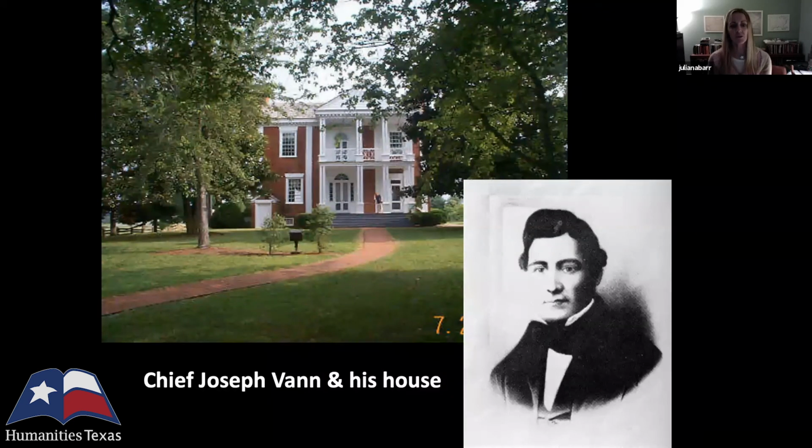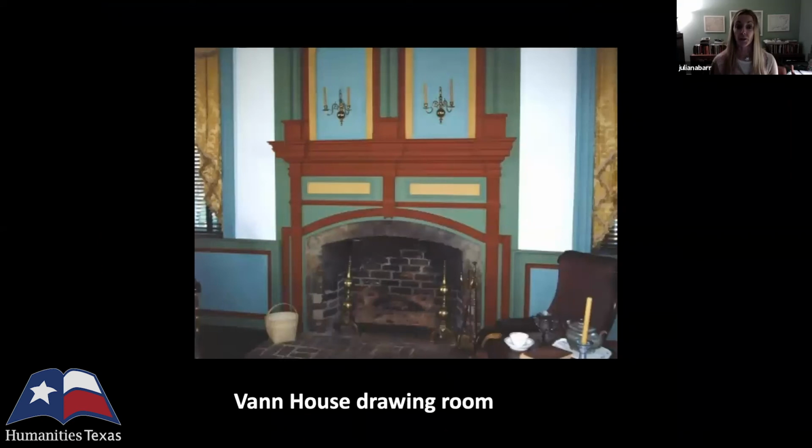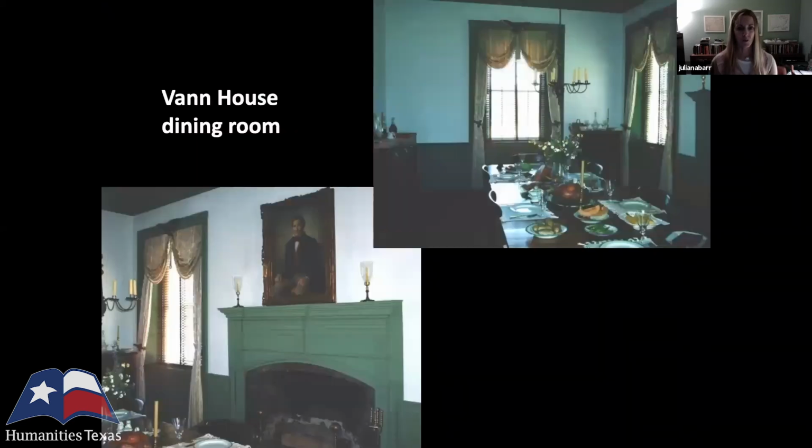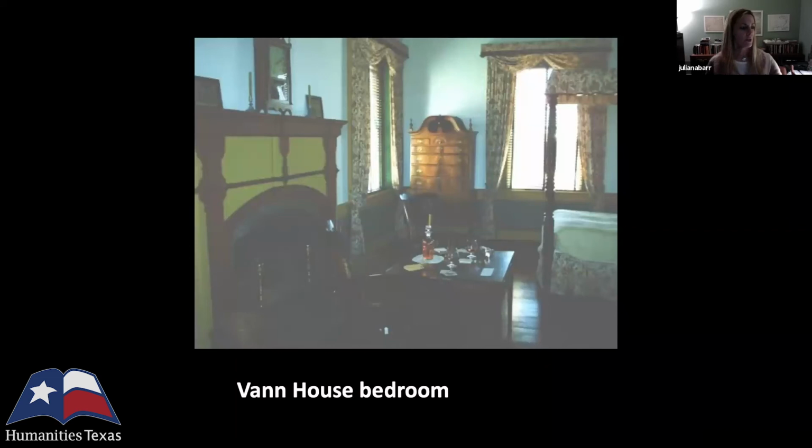So here's Chief Joseph Vann's house, and it's one of the best preserved. And you can go and see it today. And so here is his drawing room and his dining room, and one of the bedrooms upstairs. And you should know that John Vann employed over 110 enslaved African-American laborers. He was, again, of the highest elite. Most Cherokees, just like most whites, really probably owned only 10 or fewer slaves. But again, this is a measure of this prosperity.